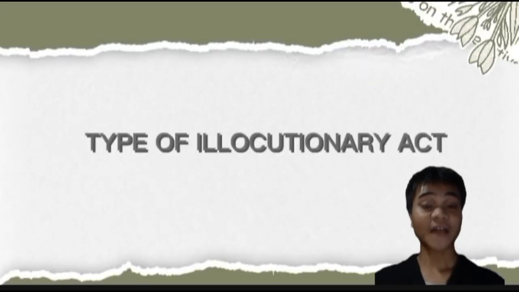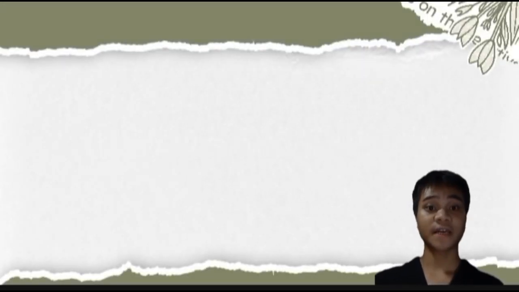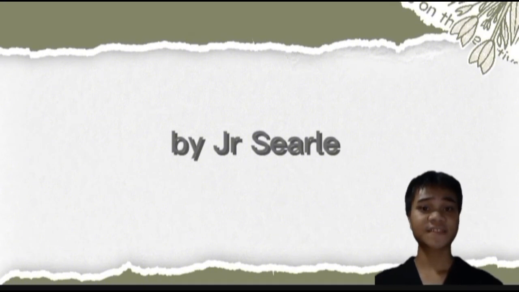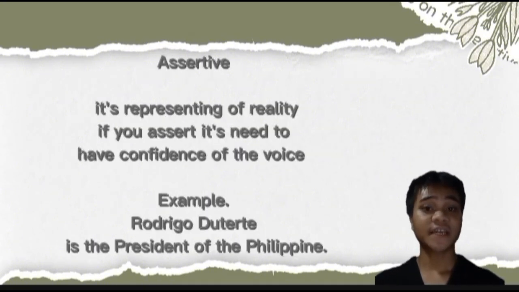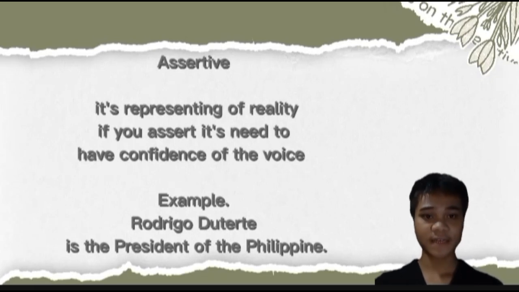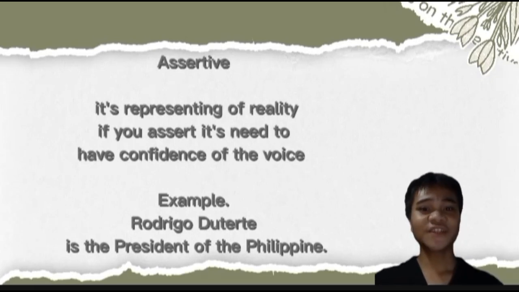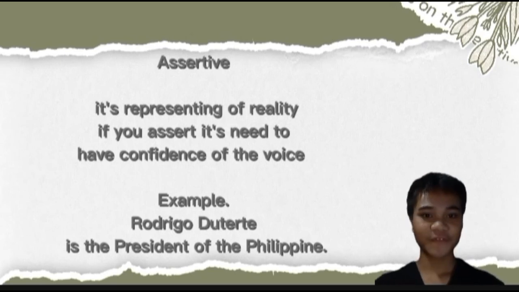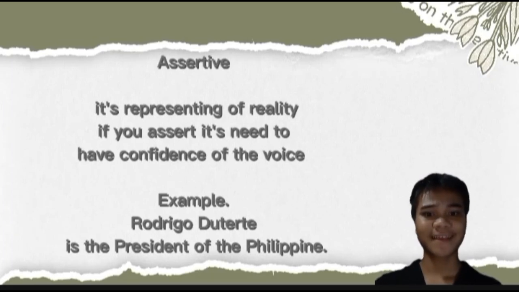Or it's raining outside, which means she or he needs an umbrella. There are five types of illocutionary act by John Searle. First is assertive. It's representing a reality. If you assert, you need to have confidence, especially in your voice. For example, Rodrigo Duterte is the president of the Philippines. You need to have confidence so that the listeners will listen to you.